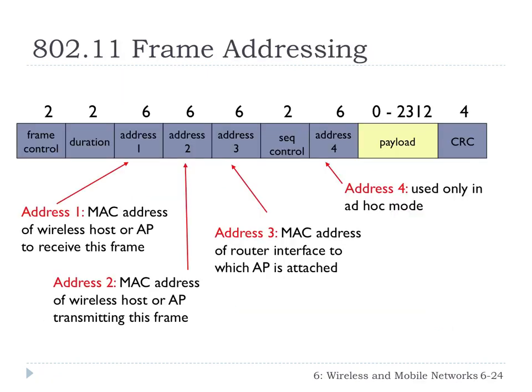Here's a look at the 802.11 frame. So this is the way it's broken down. Those numbers across the top represent the number of bytes in each field. You can see this duration. That's what I was just talking about, where this is how long you expect your packet to take. The payload, that's the actual data that we're sending. CRC, we know what that is, the cyclic redundancy check, so we're doing error detection.